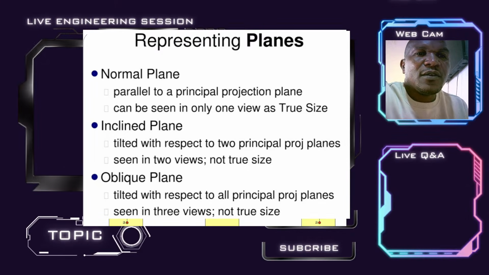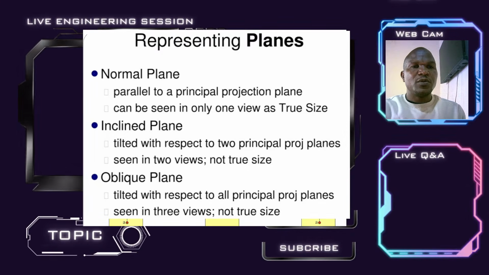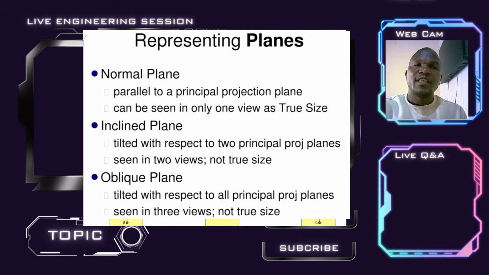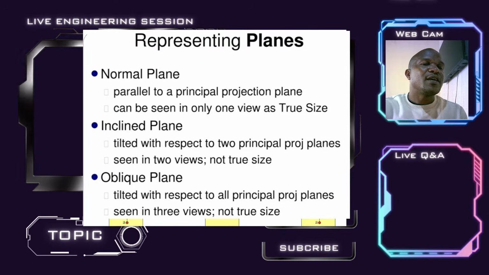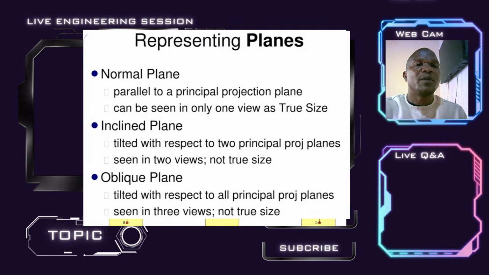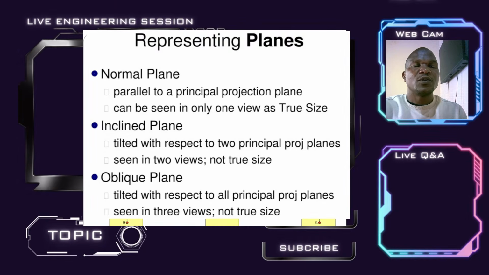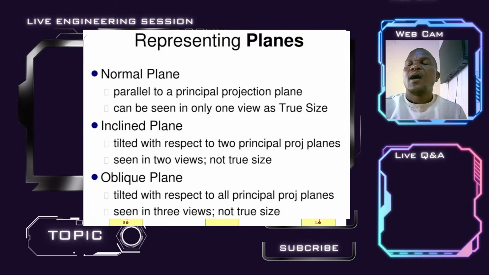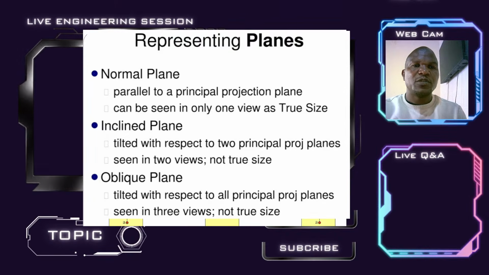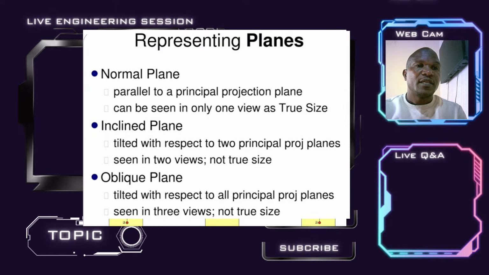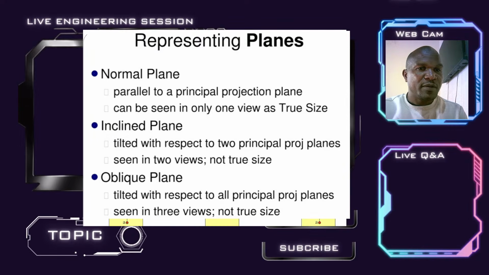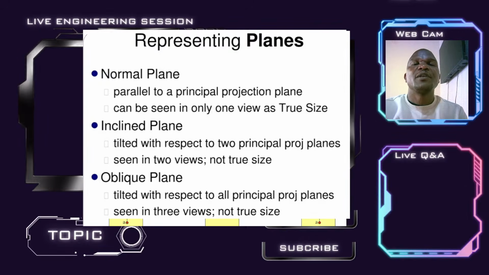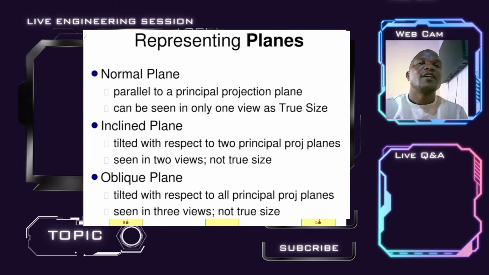So when they're tilted with respect to two principal projection planes, we see two views. Okay, and there's no true size or true length in that one. So you see it in oblique. Oblique is also another type of projection that we'll talk about later. But that's what we call an oblique plane. It is when you are inclining an object at 45 degrees with respect to all the principal projection planes, and you are able to see the three views. Still, of the three views which are visible, none of them represents the true length of the object.